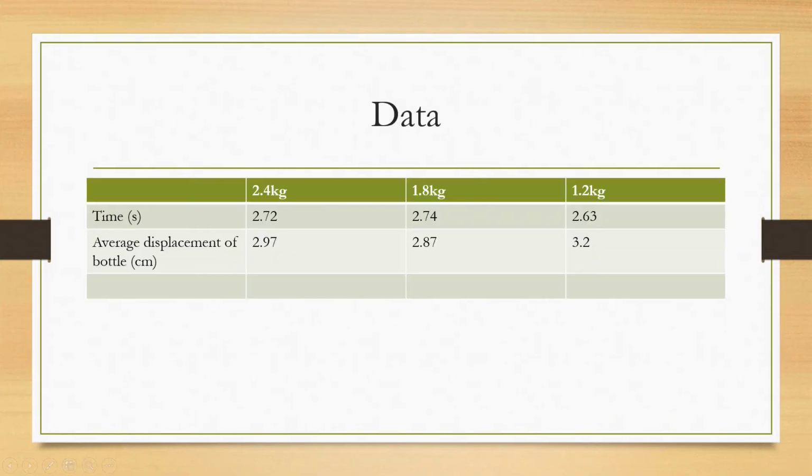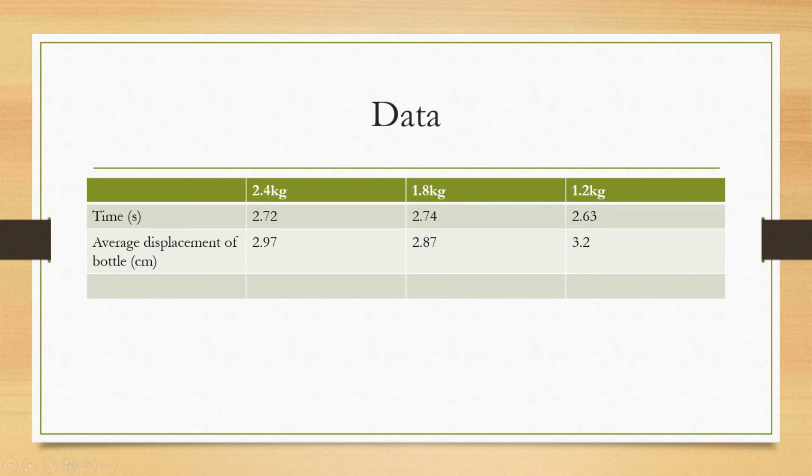On our first run, we loaded the skateboard with a weight of 2.4 kgs, with an average time of 2.72 seconds. The bottles moved by 2.97 centimeters. On our second run, our object had a mass of 1.8 kgs, and the average distance that the bottle traveled was 2.87 centimeters. And the average time it took the skateboard to travel that distance is 2.74 seconds.